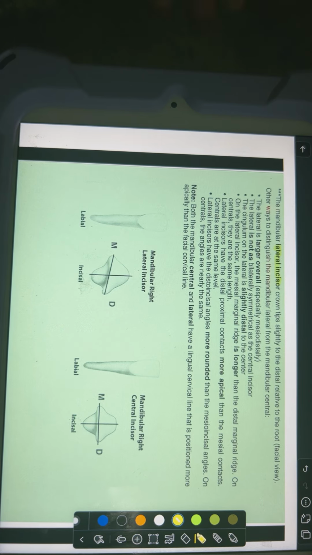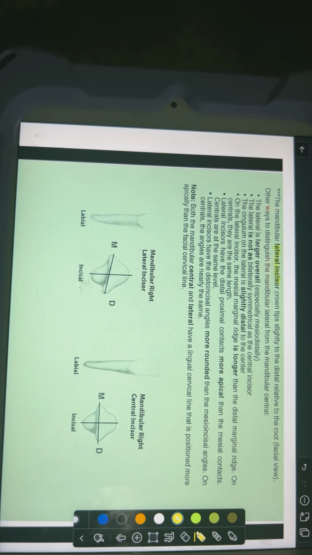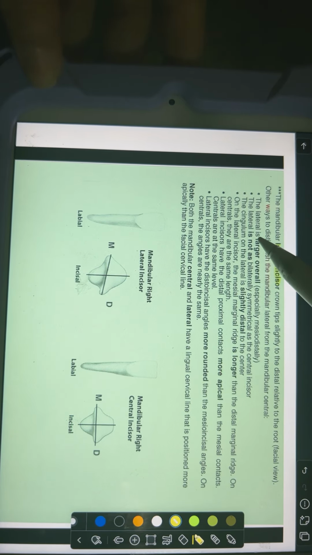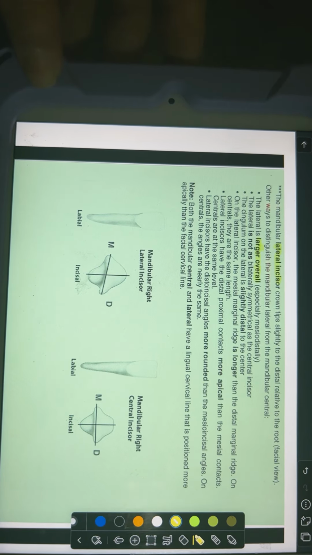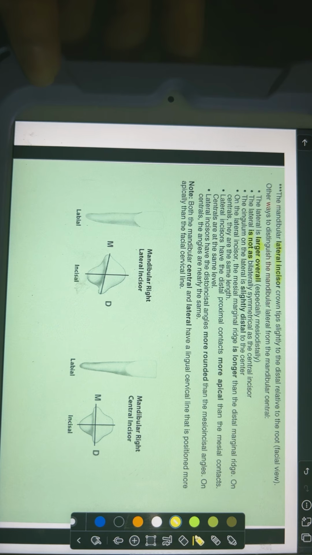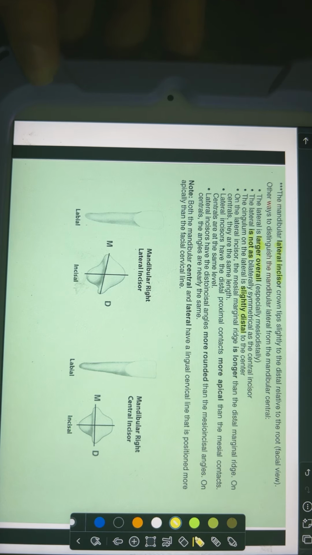Other ways from which we can differentiate the mandibular lateral from the central incisor: the lateral is larger than the central. Then it is not as bilaterally symmetrical, but the central incisor is. The cingulum on the lateral is slightly distal, whereas on the mandibular central incisor, it is in the center.